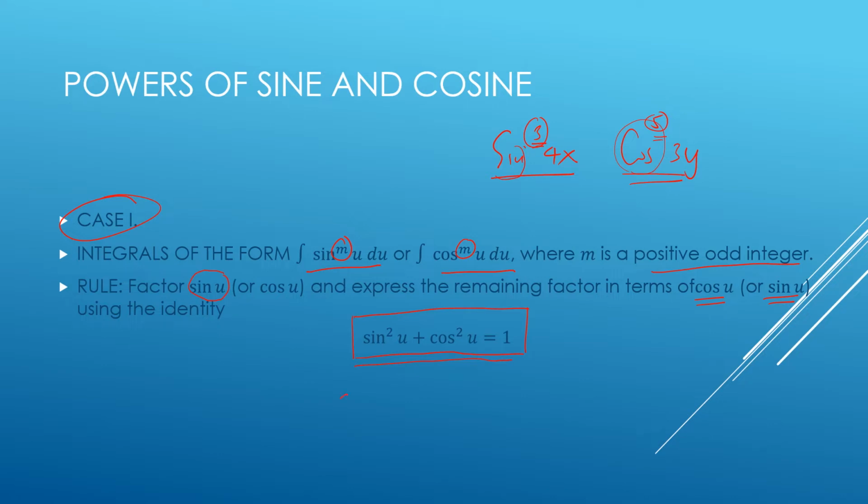Remember that sine and cosine are two trigonometric functions that are compatible with each other. Why? Because the derivative of sine is cosine and the derivative of cosine is negative sine. Alright? So we'll see its use in the succeeding examples.